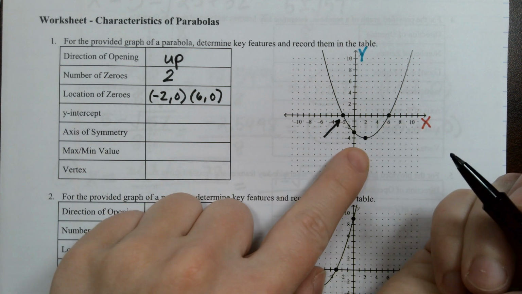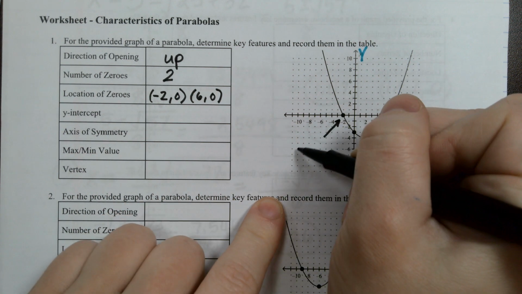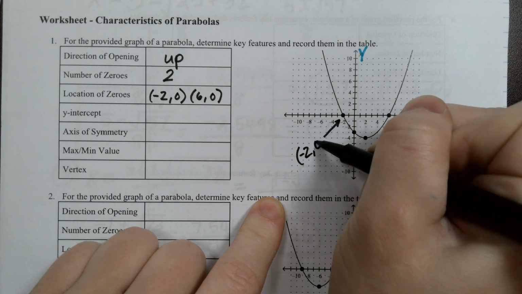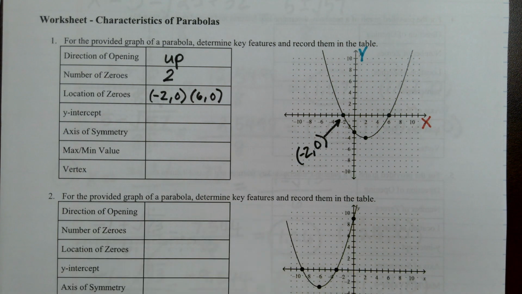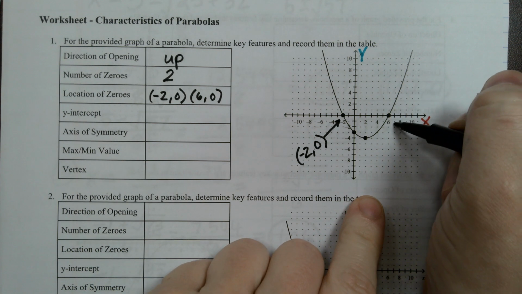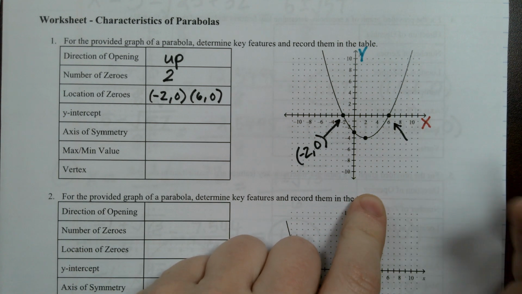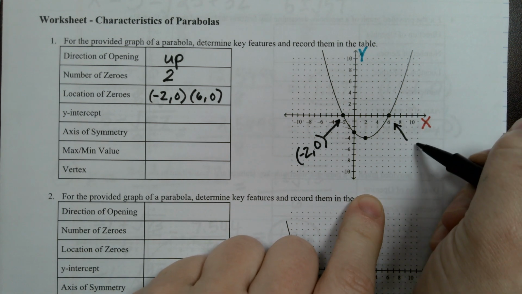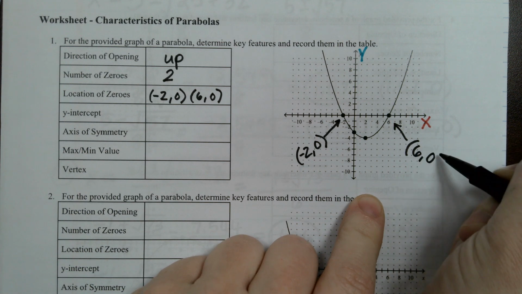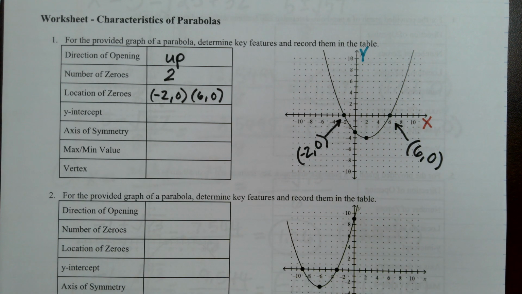And if it helps, whenever you're looking back at this later, I would highly recommend labeling the graph as well. I'm going to label this as -2, 0, so that we don't just look at these numbers and think, where did this come from? Let's label. And this other one right here is 6, 0.